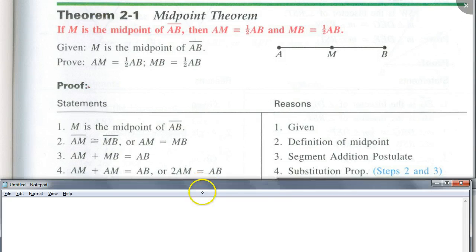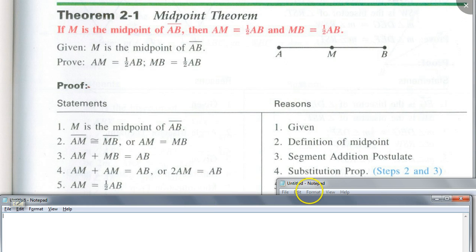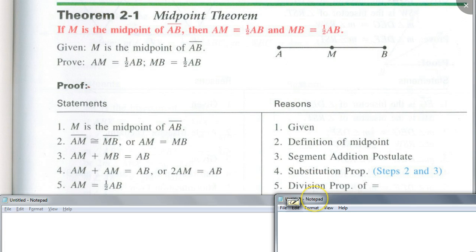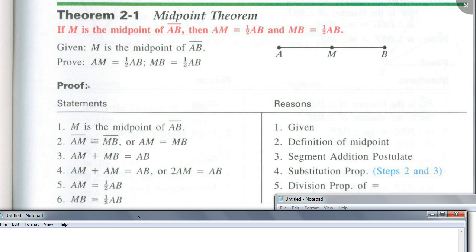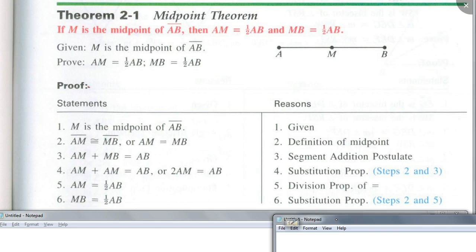Now, we like this because all we have to do is divide by 2. And what's the reason? Division property of equality. Is that okay? Are we done? No, not quite. We've said the first part. How do we say the second part? Substitution. In place of AM, what can we plug in? MB. And we're done. Does that make sense? And of course the reason is substitution.